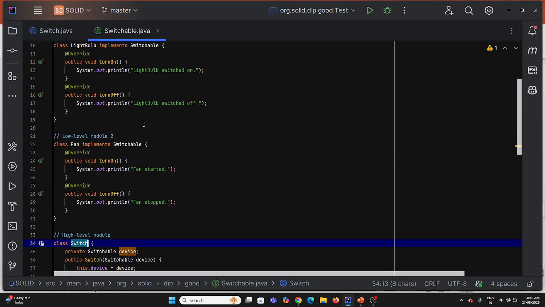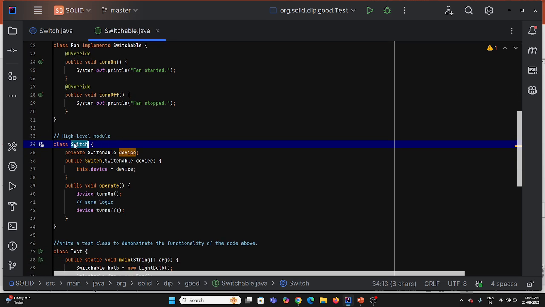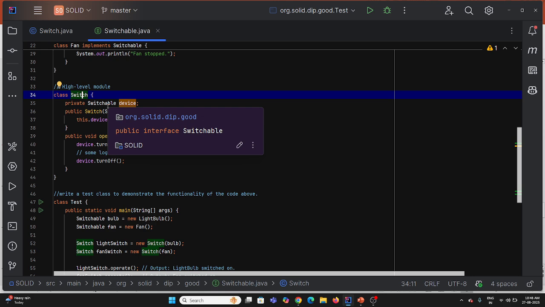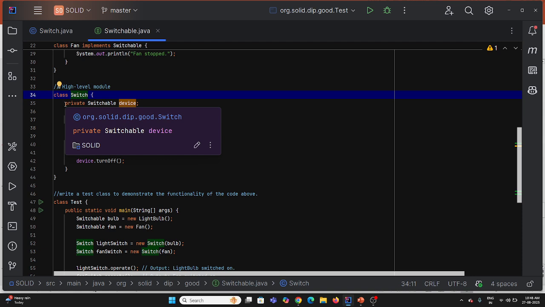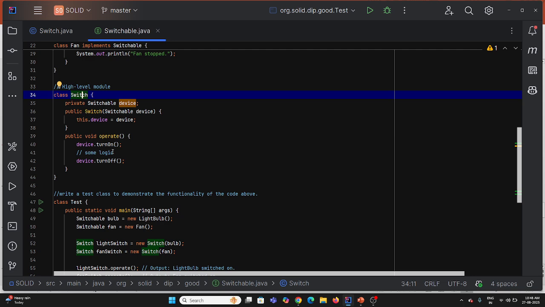Now let's see how this example solves the dependency inversion problem. If you take your high level module, it is the switch class. Here we are not giving any reference to any low level module. So it does not depend on low level modules like fan and light bulb. And whenever we are using this switch, irrespective of the low level module, it can work seamlessly.